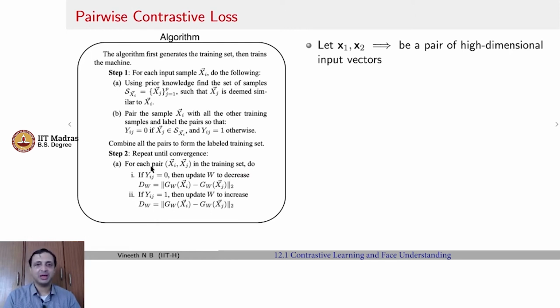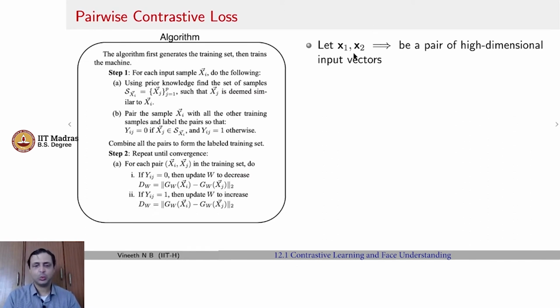For each pair xi, xj in the training set, if yij is equal to 0, that means they are similar images, we then update w to decrease the distance between gw of xi and gw of xj. And if yij is equal to 1, that is dissimilar images, then we'd like to increase this distance dw. Let's see now how this is done using a single loss function.